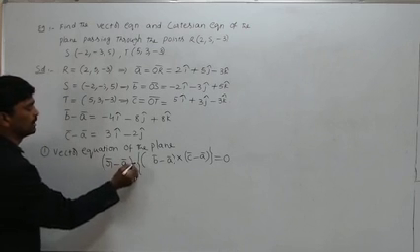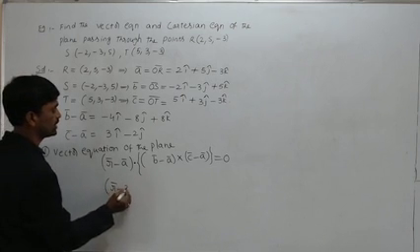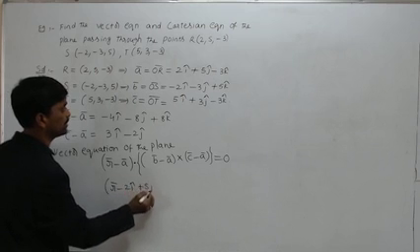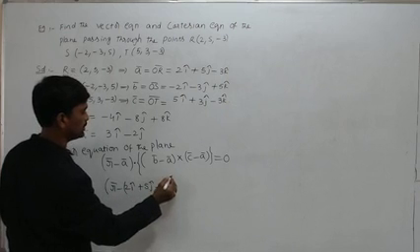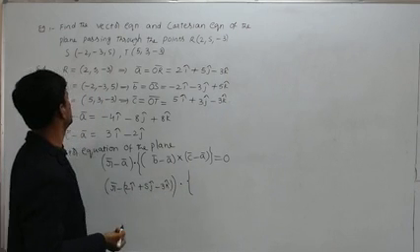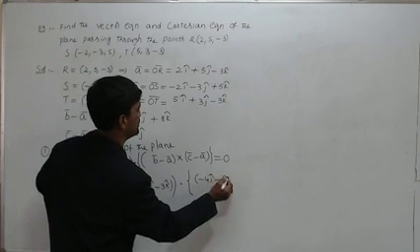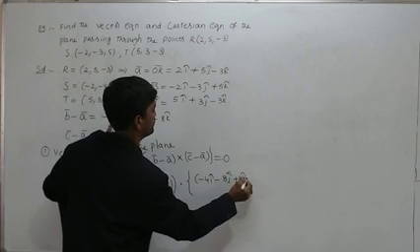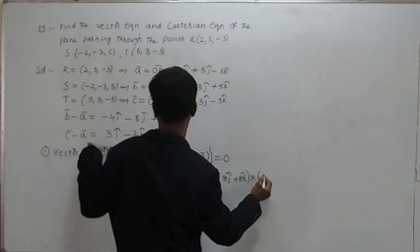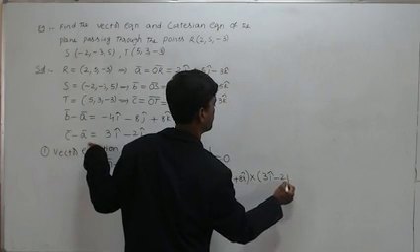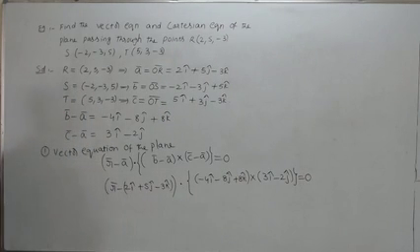So R bar minus A bar. What is A bar? 2i cap plus 5j cap minus 3k cap, dot B bar minus A bar. What is B bar minus A bar? Minus 4i cap minus 8j cap plus 8k cap, cross C bar minus A bar. So 3i cap minus 2j cap is equal to 0. This is the vector equation of the plane.